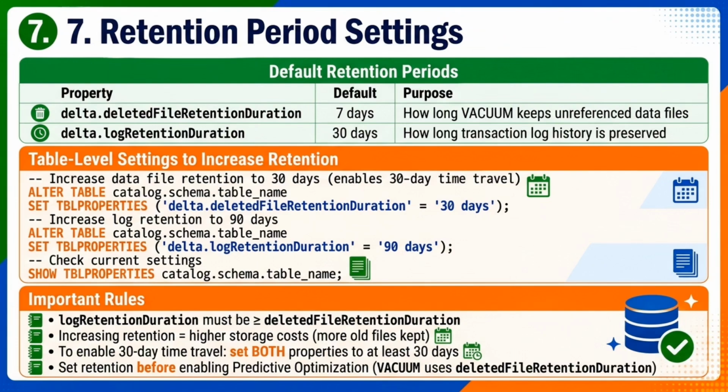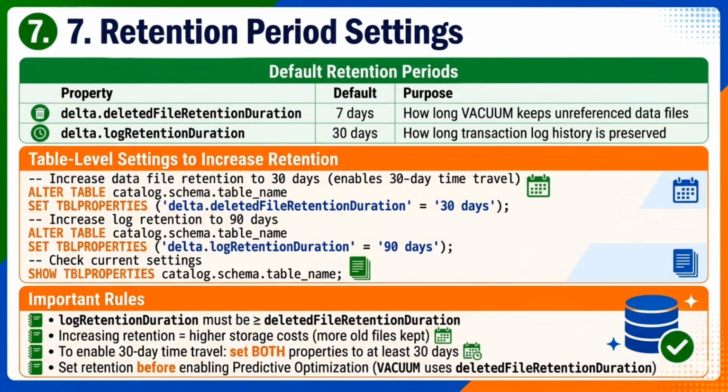Increasing log retention. You can also increase the transaction log retention. For example, to increase log retention to 90 days, use ALTER TABLE catalog.schema.tablename SET TBLPROPERTIES delta.logRetentionDuration = 90 days. This allows the transaction log history to be preserved for the specified 90-day period. Checking current settings. After making these changes, you can check the current table properties using SHOW TBLPROPERTIES catalog.schema.tablename. This allows you to verify the retention settings currently configured for the table.